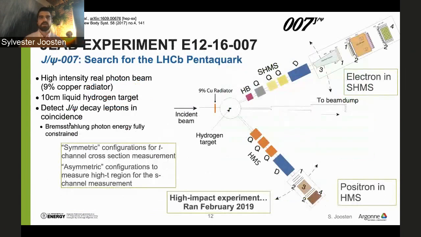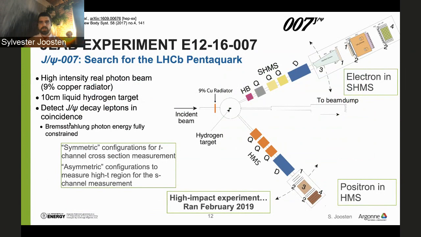So going back to the pentaquark. In 2015, the LHCb collaboration announced discovery of those resonances in the Lambda_b decay spectrum. In 2016, we proposed an experiment in Hall C to try to look for this resonance. The experiment was to use a very high intensity real photon beam using a 9% copper radiator and a 10 centimeter liquid hydrogen target, and would detect J/psi decay leptons in coincidence.